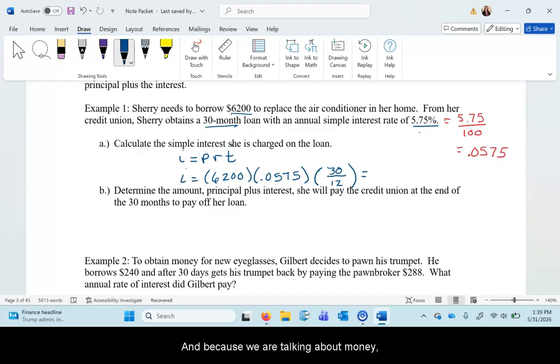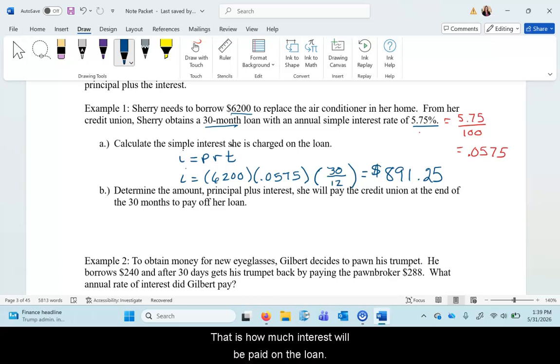And because we are talking about money, we are going to round to the nearest penny. So if you go in your calculators, and we're going to round this, this should round to $891, and then the cent part will round to 25 cents. That is how much interest will be paid on the loan.